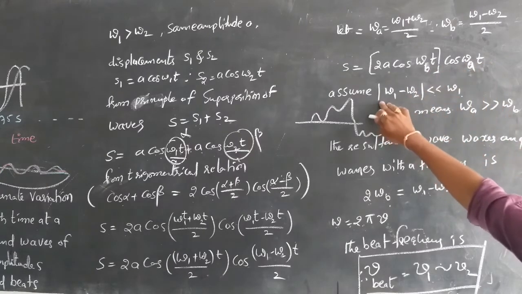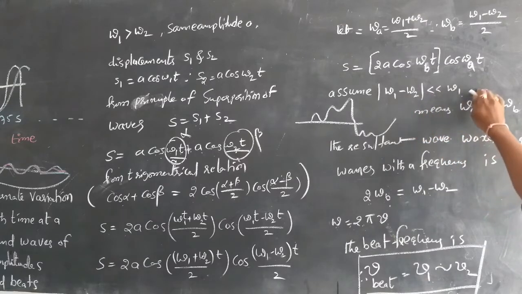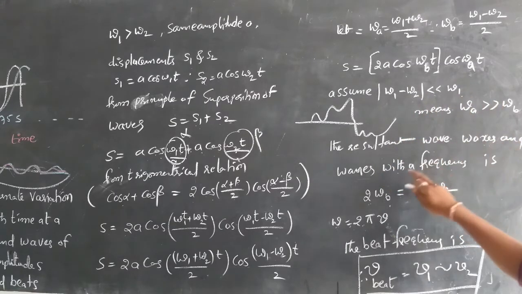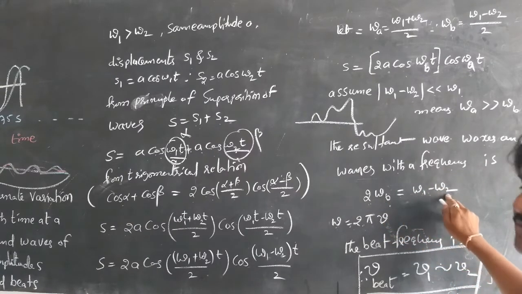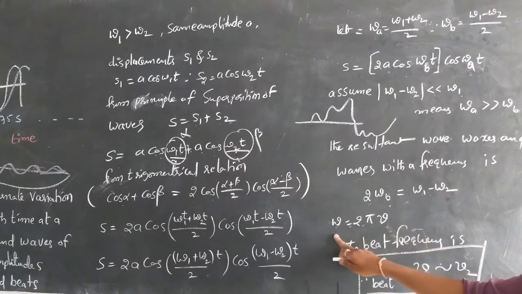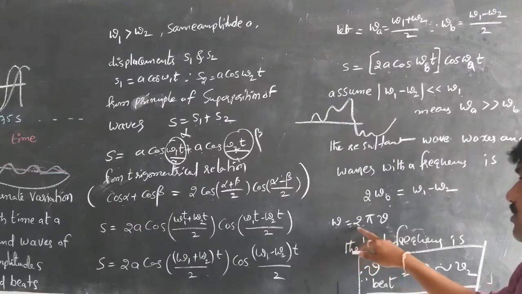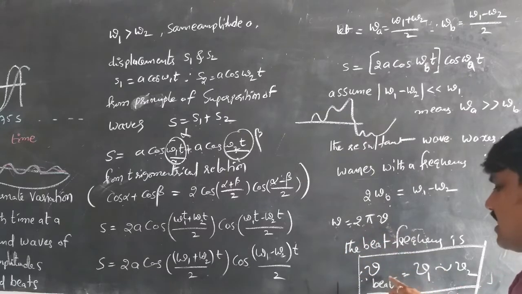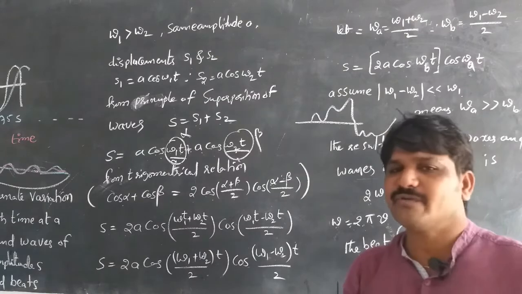Let's assume that omega 1 minus omega 2 is much less than or equal to omega 1. Then the resultant wave exists in beats with a frequency 2 omega b equal to omega 1 minus omega 2. From the relation between angular frequency and linear frequency, omega is equal to 2 pi nu. From that, we can get the beat frequency, nu beat is equal to nu 1 minus nu 2. So here the beats will be formed.